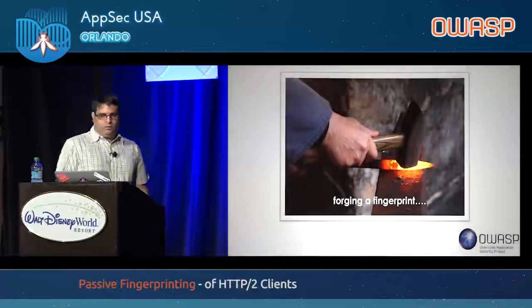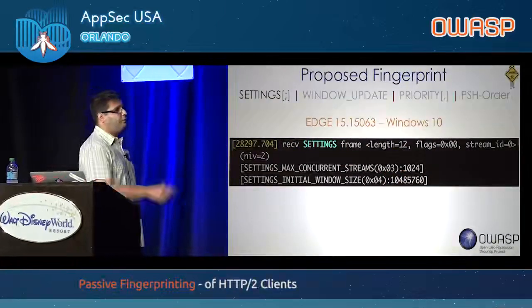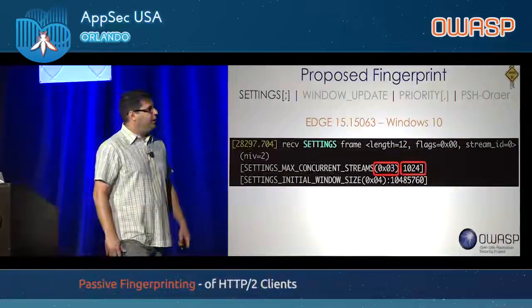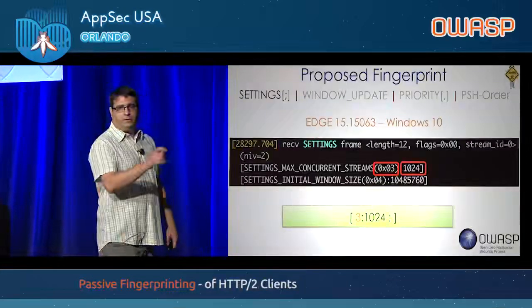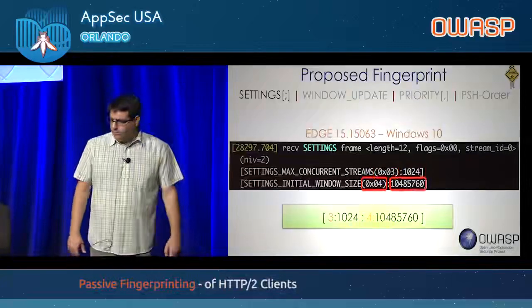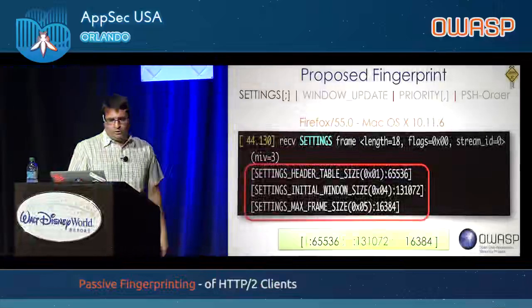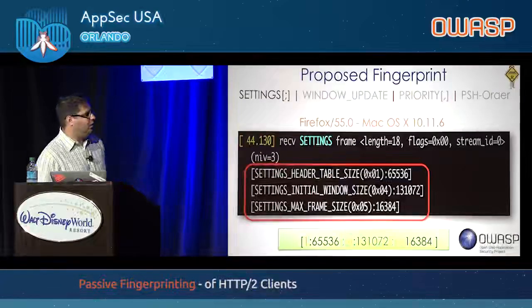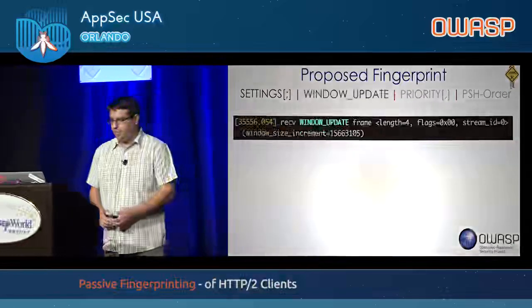So let's forge the fingerprint. So what we take for the first part, for the settings part, we take each pair and we just concatenate them together. The identifier of the parameter and the parameter value. Another example from Firefox, once again. You take 1 and the value, 4 and the value, 5 and the value.